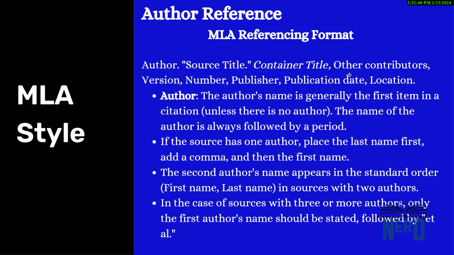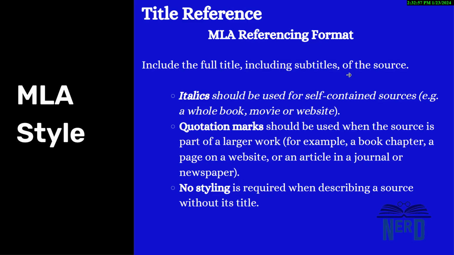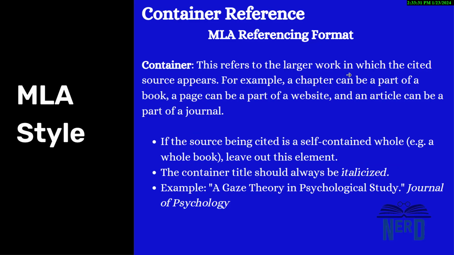So this is about author referencing. We can also mention an example so you can understand better. And then if there is a title, remember that the title should be in italics, like a whole book or a movie or a website and even a journal, that you have to put in italic format, right? Quotation marks should be used when the source is a part of a larger work, for example a book chapter, or a page on a website, or an article in a journal or newspaper. No styling is required when describing a source without its title. So that is also important that you should remember, right?